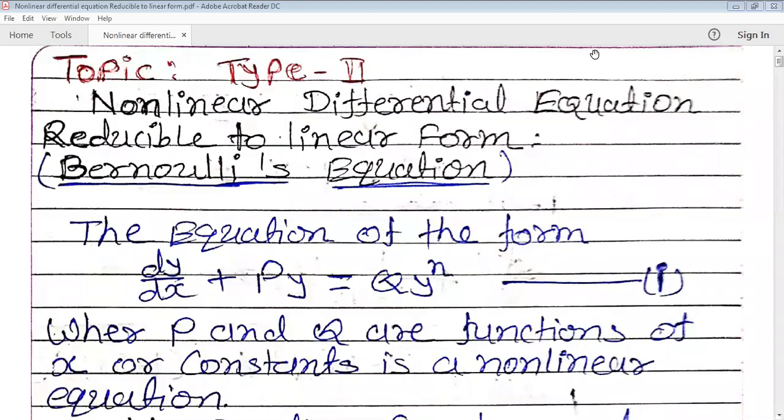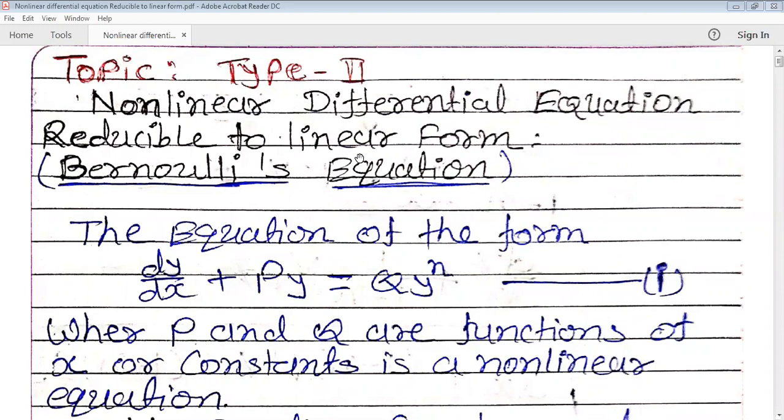Hello students, today we continue our lecture with the next topic of first order differential equation. Today our topic is non-linear differential equation reducible to linear form.